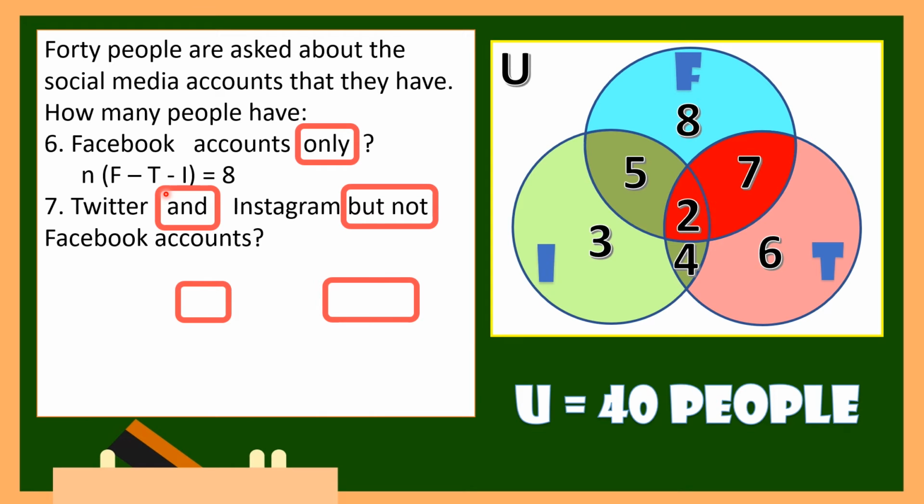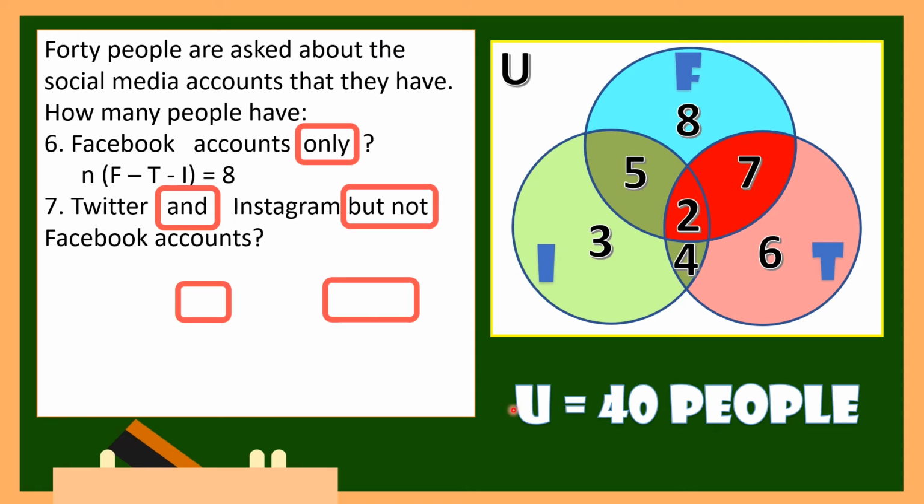Then, for number 7. So, Twitter and Instagram, but not Facebook accounts. So, medyo nakakalito, no? Dalawa na yung key terms natin. Una, kunin muna natin yung Twitter and Instagram. So, again, pag sinabi natin and, yung keyword natin na and, it represents intersection. Or, kukunin natin yung common elements. Very good. Ng ano? Ng Twitter at ng Instagram. So, ano yung common elements nila?